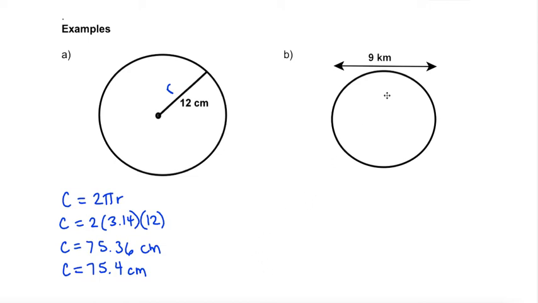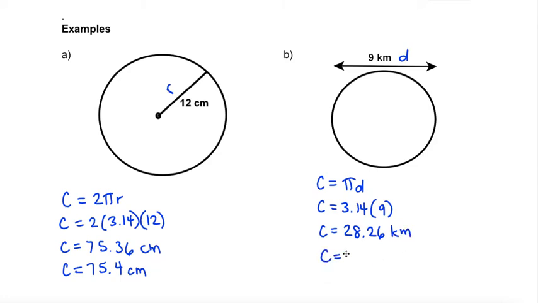For part B, I know the diameter of my circle, so I'm going to use my formula that includes the diameter, which is pi d. So pi is 3.14, the diameter is 9. I'm going to go ahead and multiply those two numbers together to give me an answer of 28.26 kilometers this time. And if I wanted to round it to 1 decimal place, it would be 28.3 kilometers.